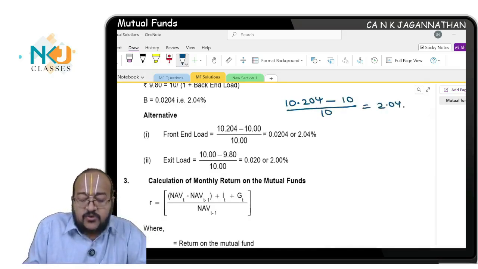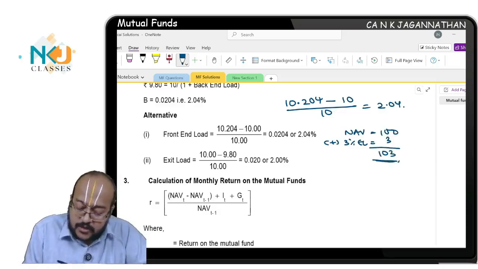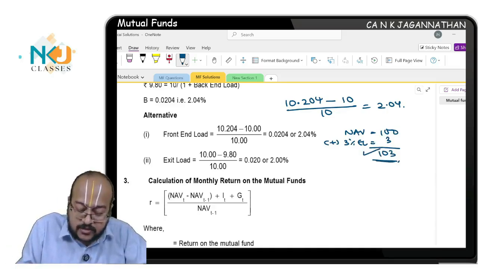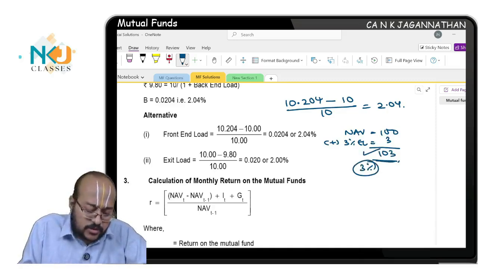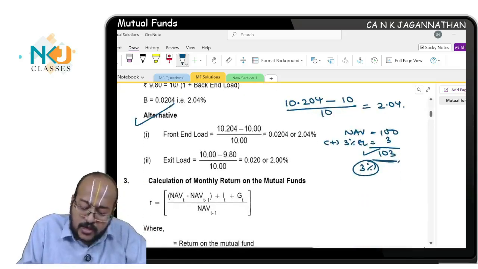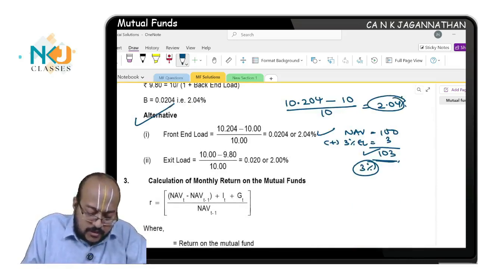To put it simply, assume the entry load will be added to NAV. This is NAV, assume 100 rupees, plus entry load of 3%, assume 3. So total is 103, correct? Now this is the public issue price, 103, which includes NAV. How much in percentage? Which is nothing but 103 minus 100 by 100, you will get 3%. Are you understanding? This is how it should be. Alternative solution given, but don't confuse this. You follow, you will get the marks. So 10.204 minus 10 divided by 10, 2.04%, you will get the solution.